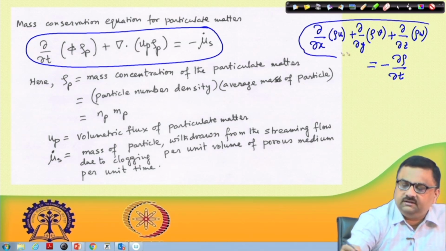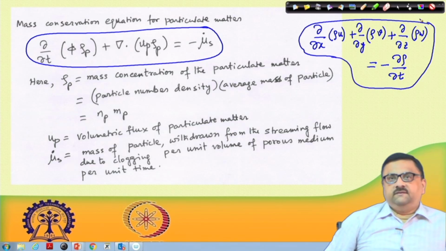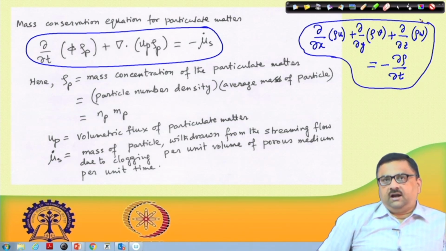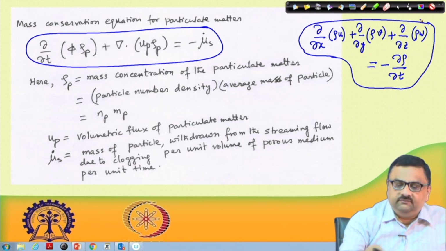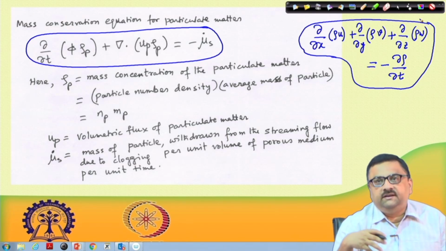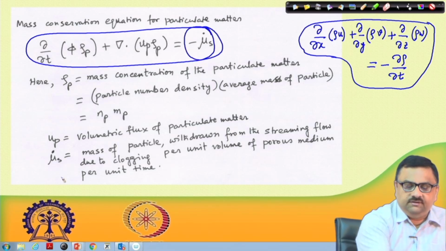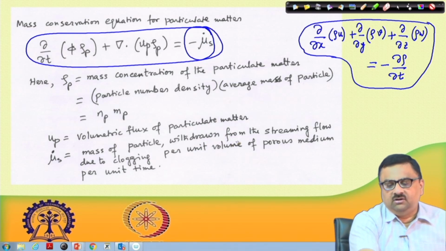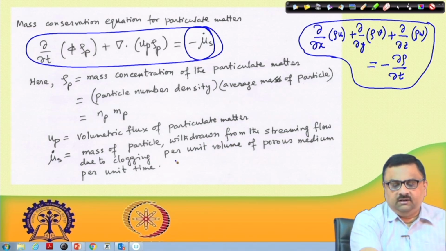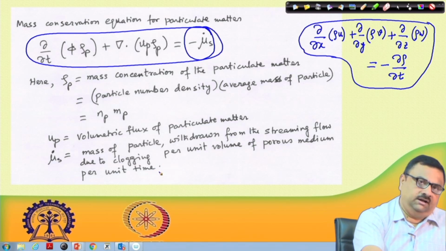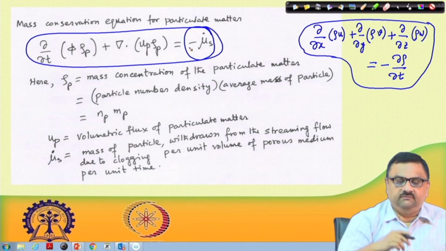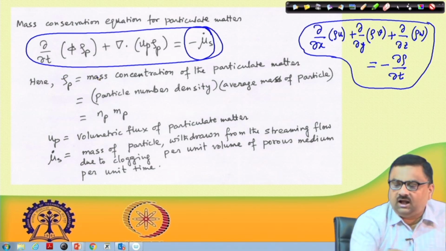Now, we have to write a similar equation for the solid phase and for the fluid phase, and on top of that there would be some amount of particle which is coming from the fluid phase and getting deposited to the solid phase, which is given by this mu s dot term. Mu s dot is the mass of particle withdrawn from the streaming flow due to clogging per unit volume of porous medium per unit time. So, this additional term will be there in the continuity. If this goes to the left hand side, then it would be del rho del t plus del x of this quantity.